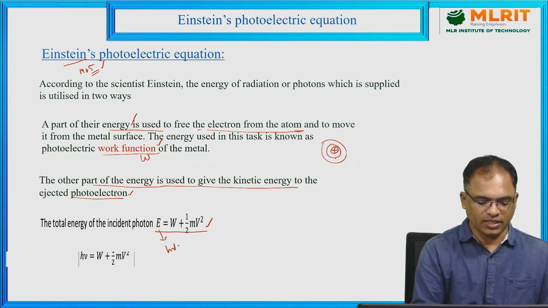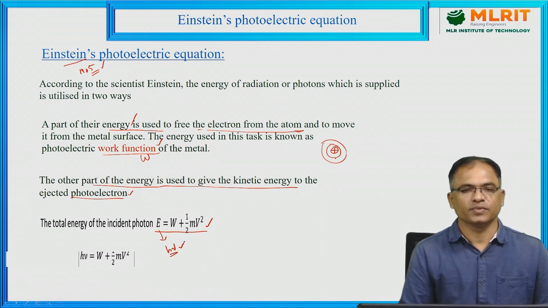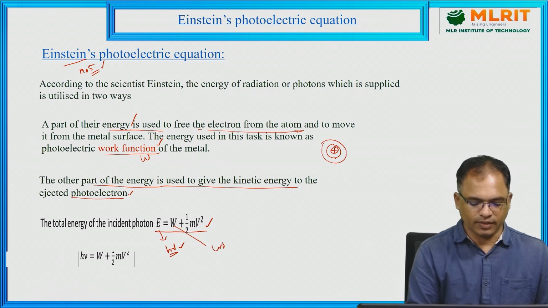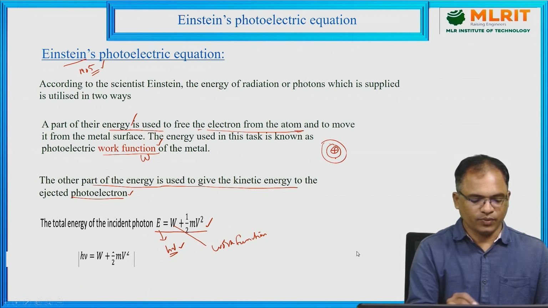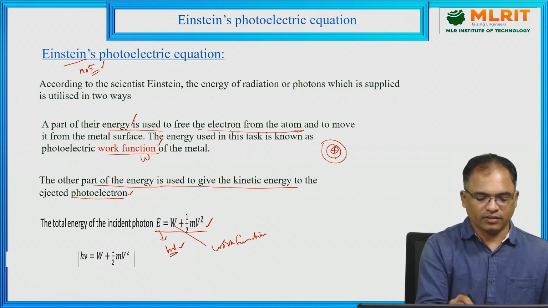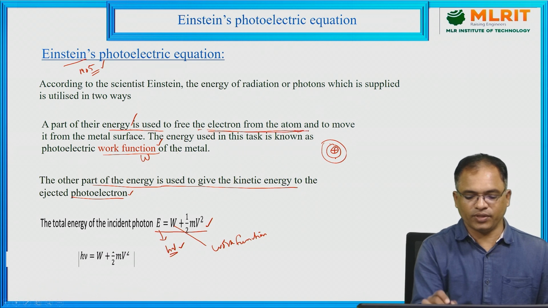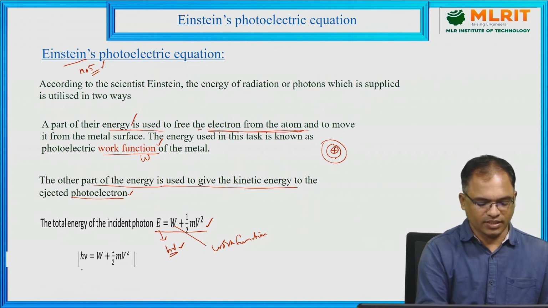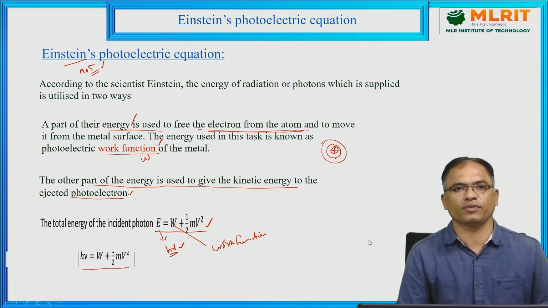energy of the incident radiation, which is taken as h nu, and W is nothing but work function, plus half mv square. So work function is nothing but the amount of energy which is required to free the electron from the atom. So this equation is written here, h nu is equal to W plus half mv square.